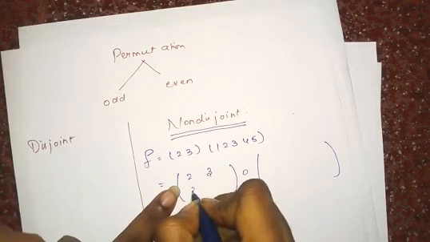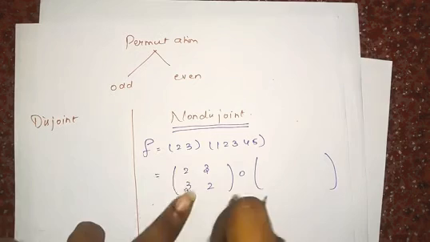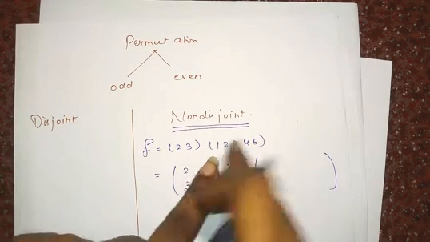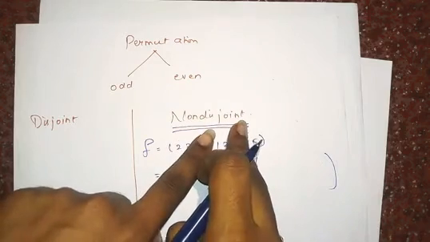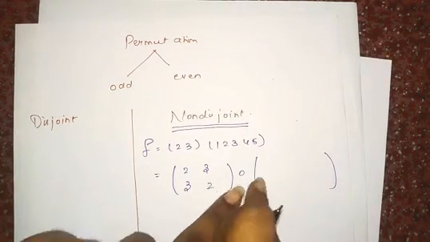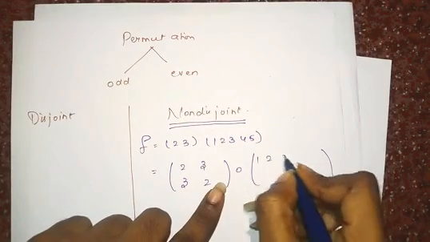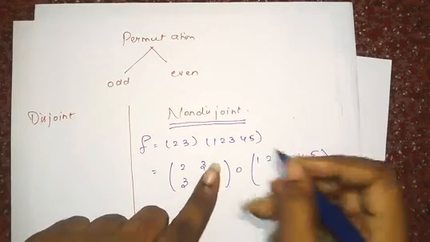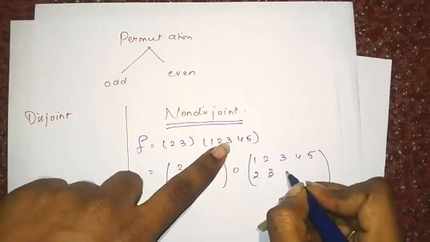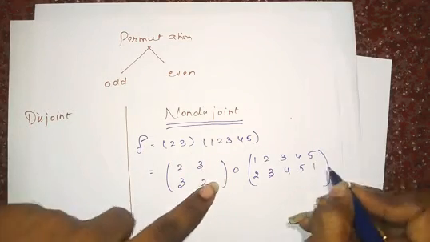So 2 is mapped to 3, 3 is mapped to 2. I have already explained how to solve non-disjoint permutation composition mapping in my past lectures, and I have provided the link in the description box. You can refer to it. 1 is mapped to 2, 2 to 3, 3 to 4, 4 to 5, and 5 is once again mapped to 1.